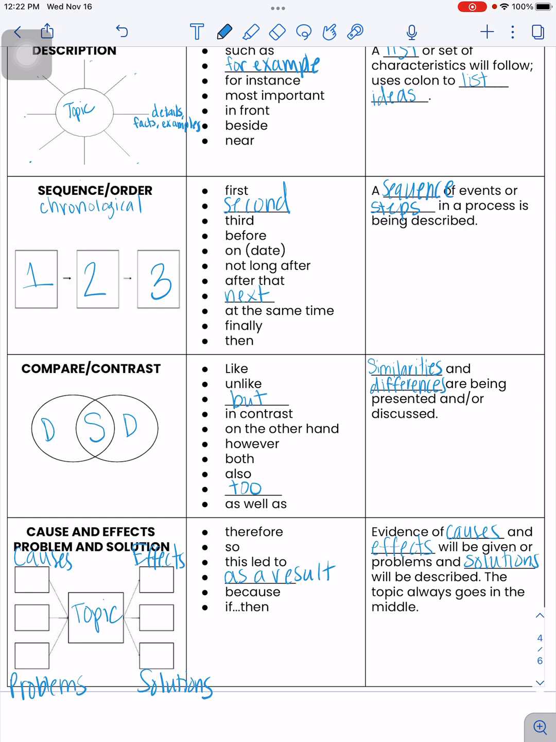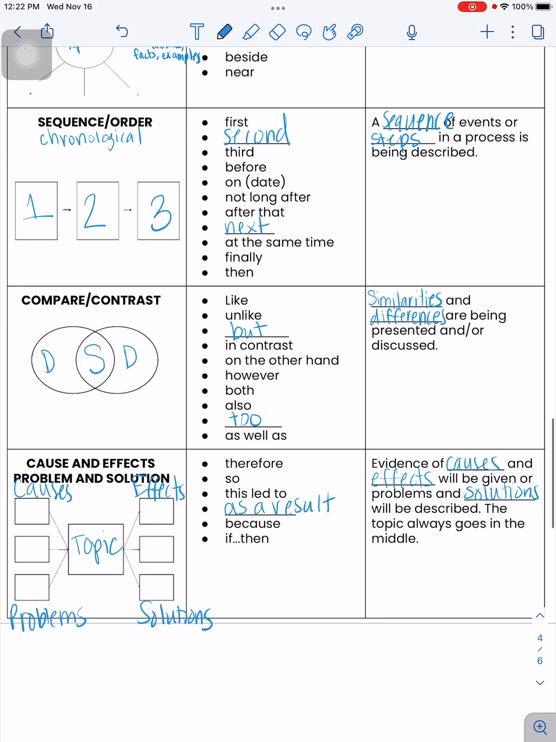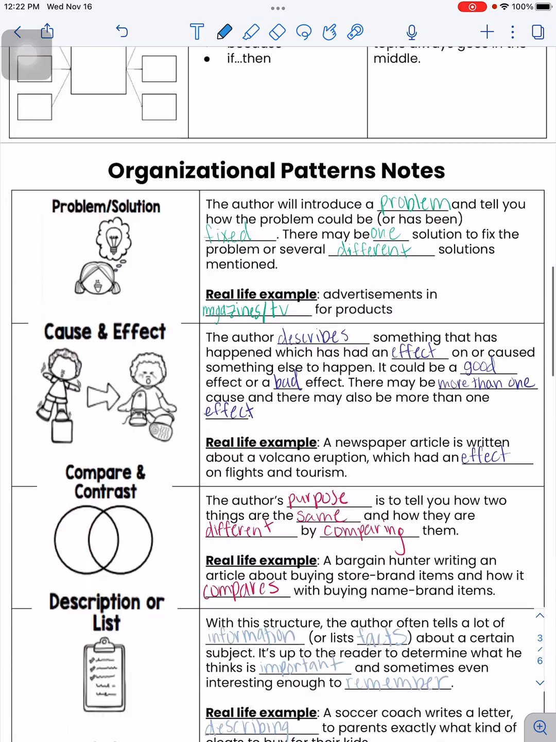So these notes should be in the study section of your binder, and then you can go ahead and move on to your next activity for today.